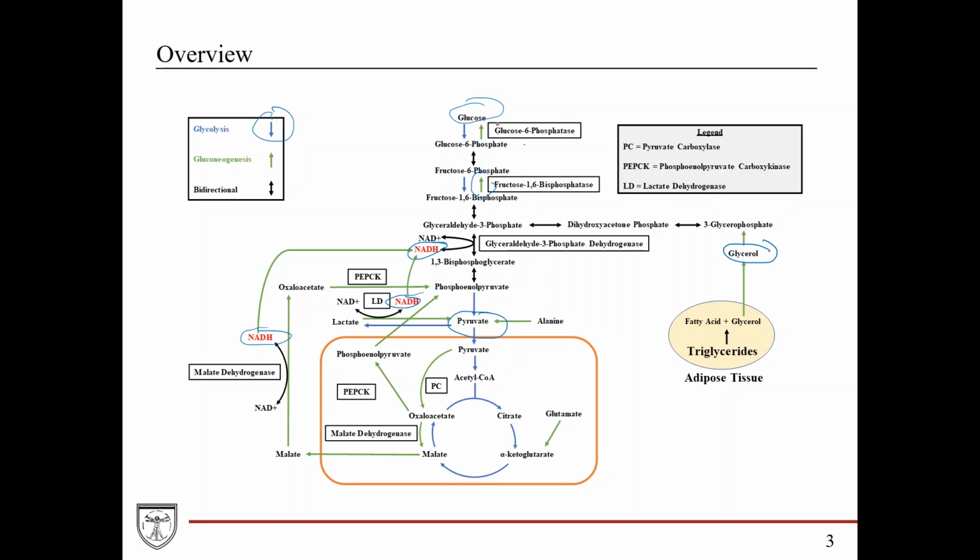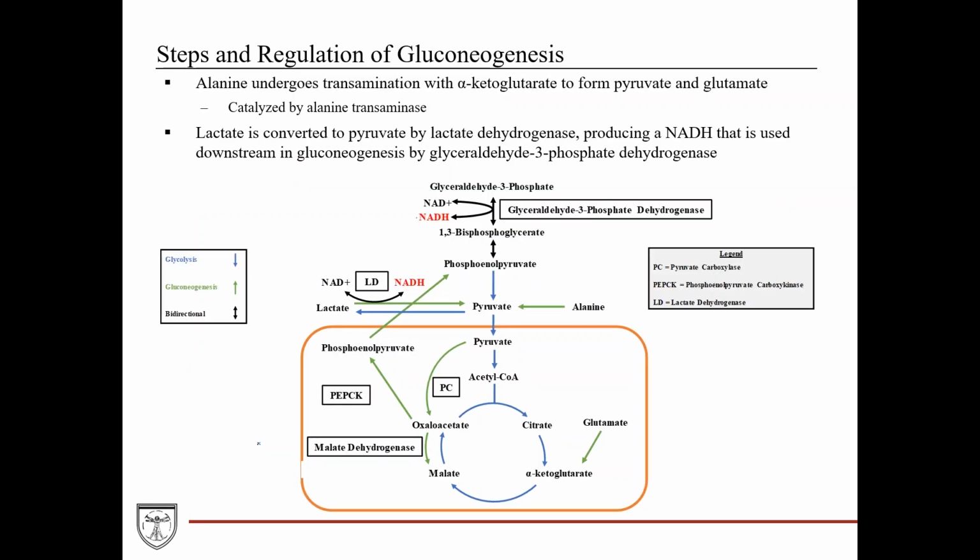So glucose 6-phosphatase, remember we've talked about this, fructose 1,6 bisphosphatase, it has a green arrow. Bidirectional means that it can happen in glycolysis going down this way or in gluconeogenesis coming back this way. All right, so now we're going to go through the steps of gluconeogenesis and talk about the regulation along the way. So the starting point again is pyruvate.